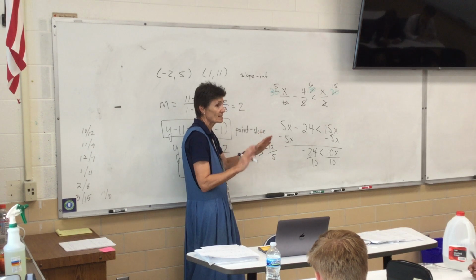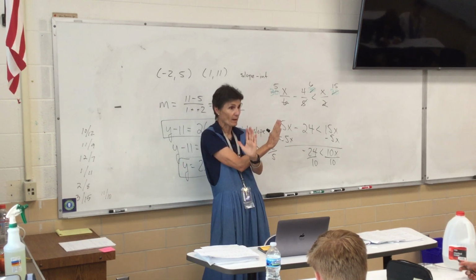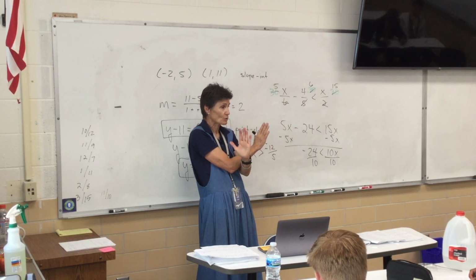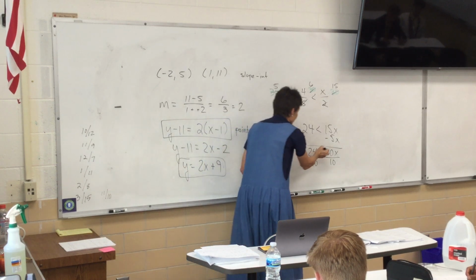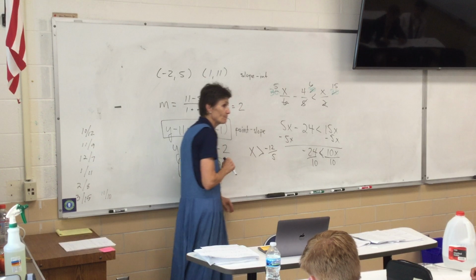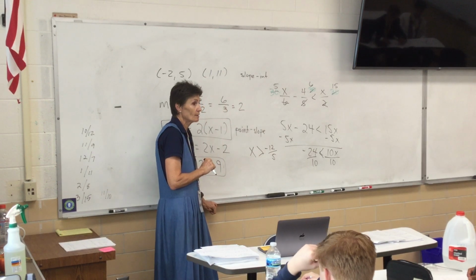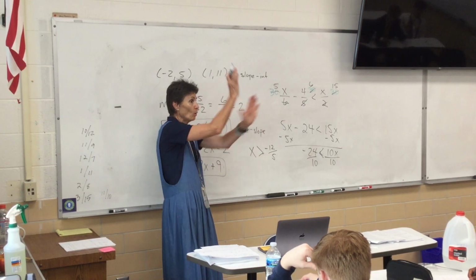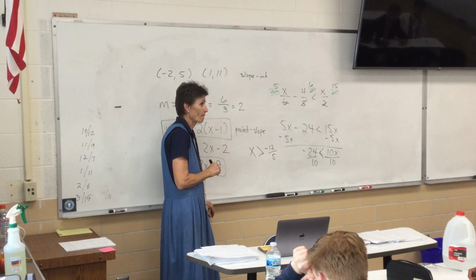I didn't do any sign switching. I turned my whole problem around so that the x was first. Notice the arrow's pointing at the number and it's still pointing at the number, right? I didn't switch any signs. I just flipped the whole problem. So if you didn't flip the whole problem, would you be counted off for that?